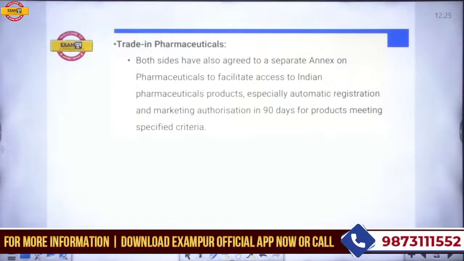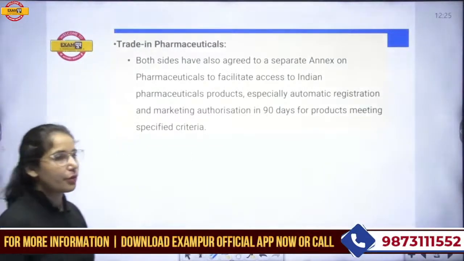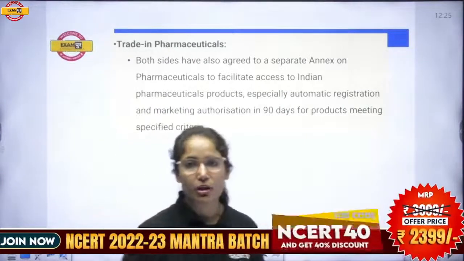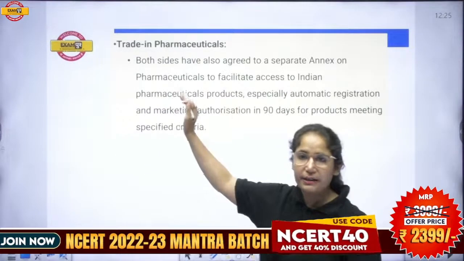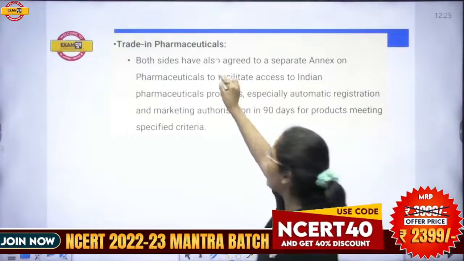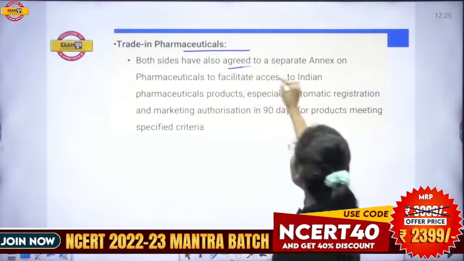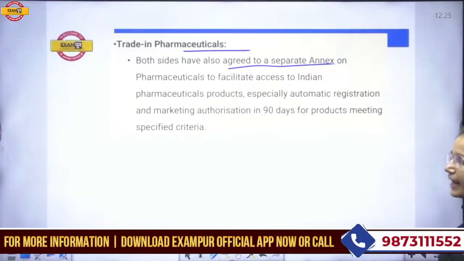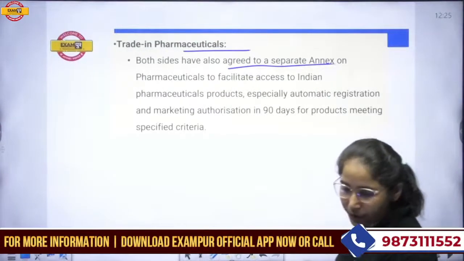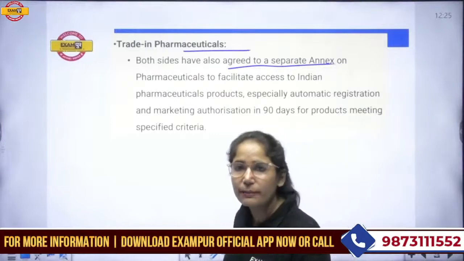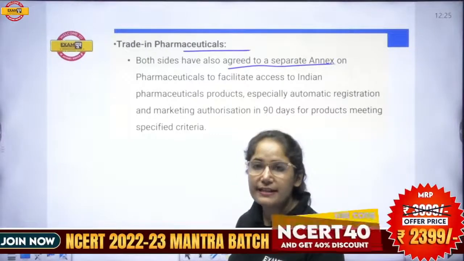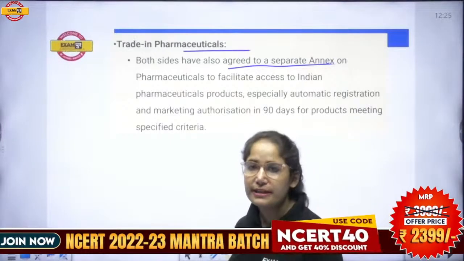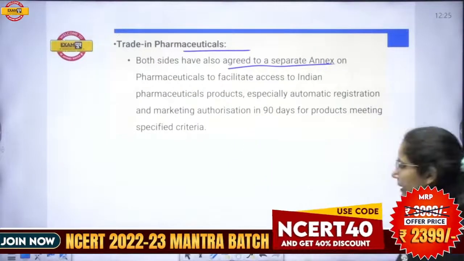So in trade in pharmaceuticals, we are playing a significant role in the entire world economy. If we talk about generic medicine, if we talk about pharmaceuticals, we are number 2. Agree to a separate annex on pharmaceuticals to facilitate access. It is going to ease the platform for the other economy, and it is going to give India's pharmaceutical industry access to the other country.